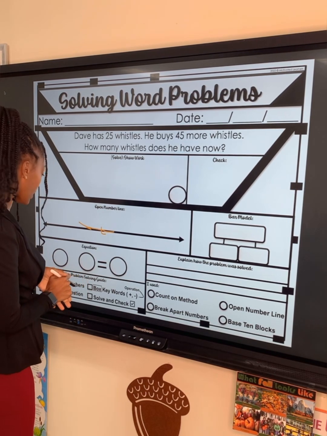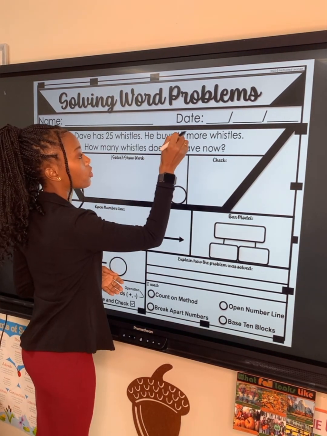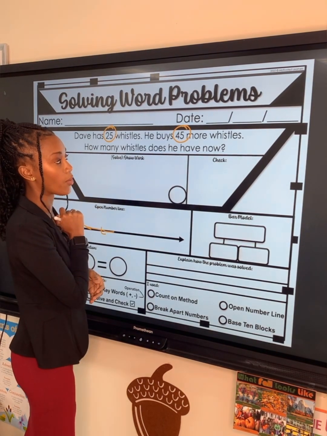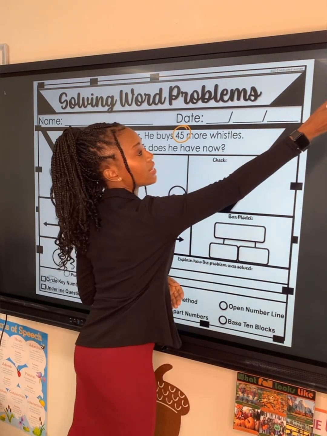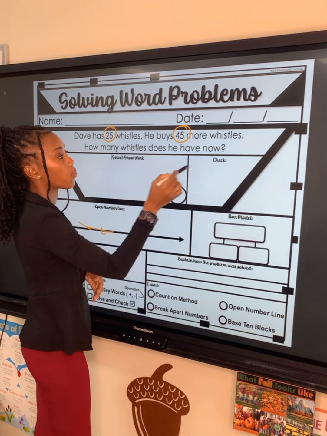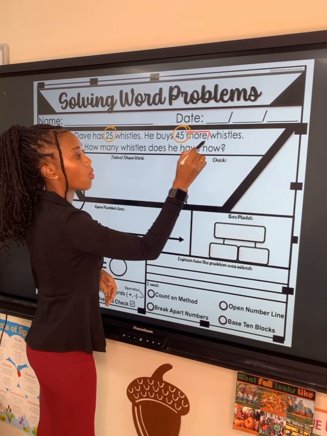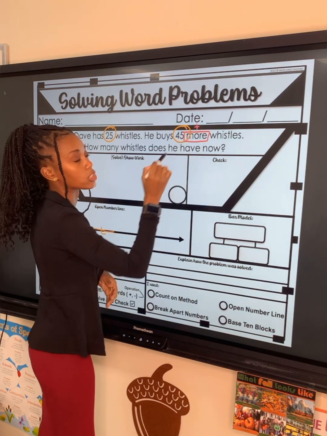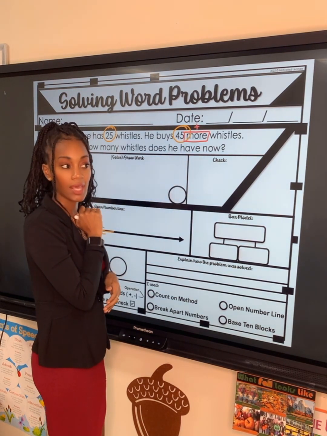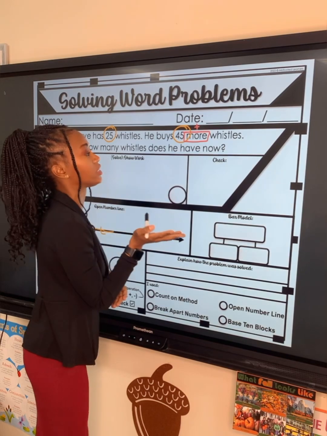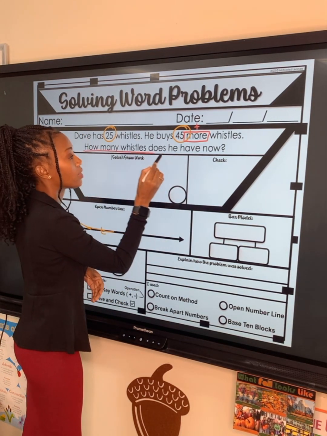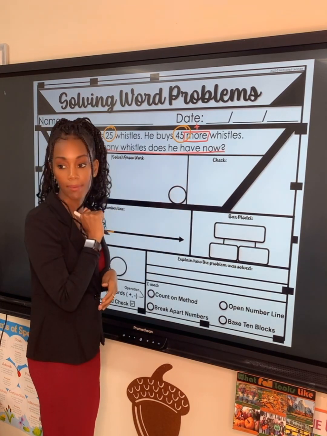So the first thing I'm going to do is circle the numbers I'm working with, which is 25 and 45. I'm going to then look for my key word in the word problem, which is more. More tells me that my operation is going to be addition. Then I think, what is the question asking me? How many whistles does he have now? So I underline my question.